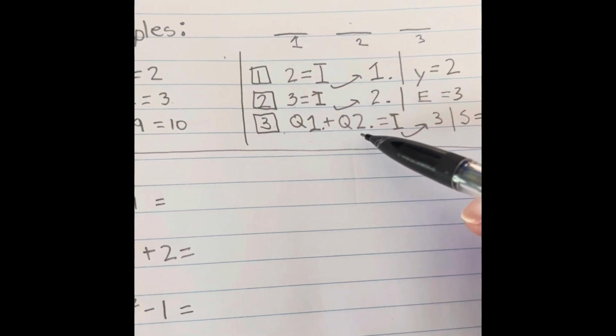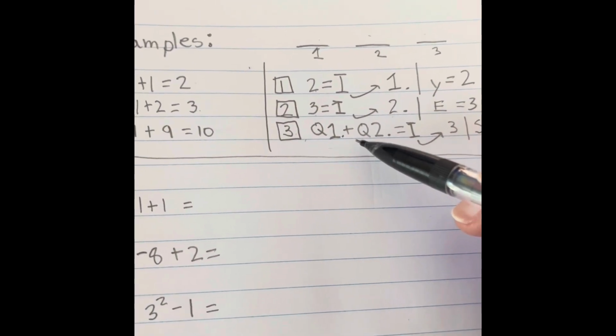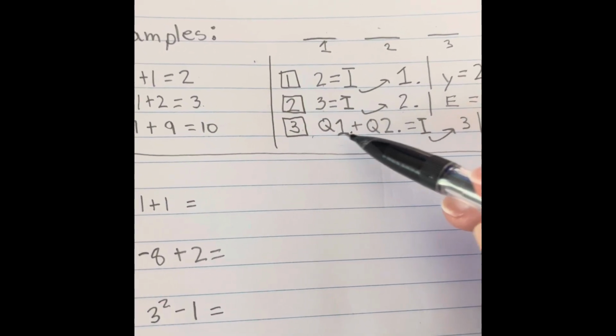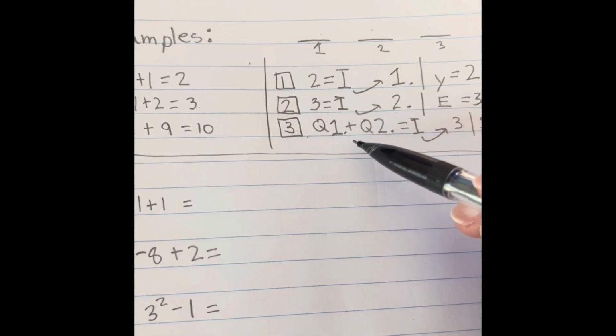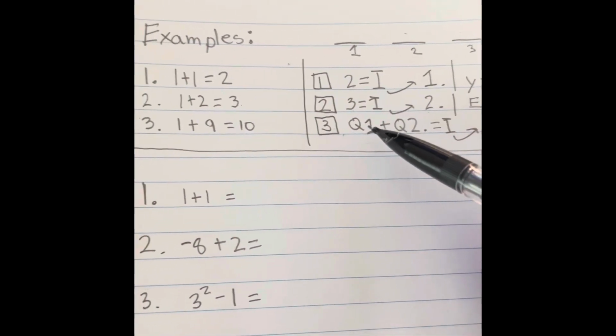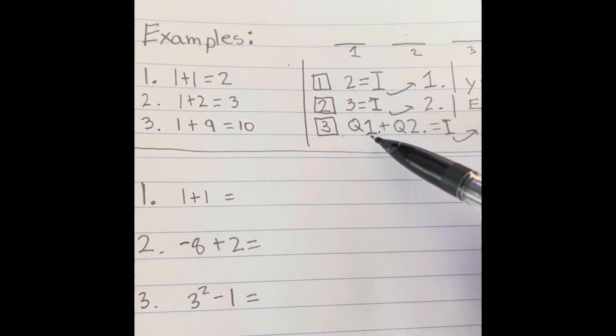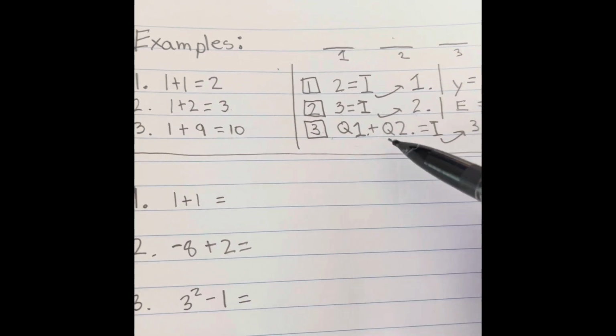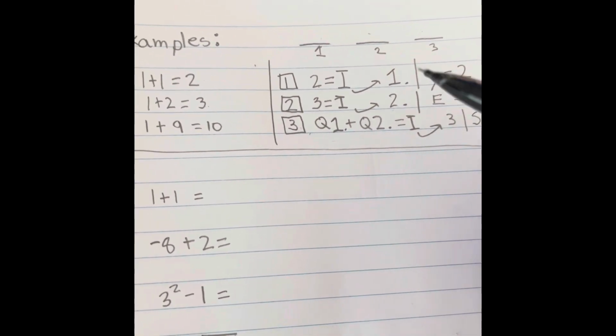Q1 plus Q2. What does that mean? That just means question 1 plus question 2. What index number would that be? Since it's very simple, it's just 1 plus 2. That means the index is 3.